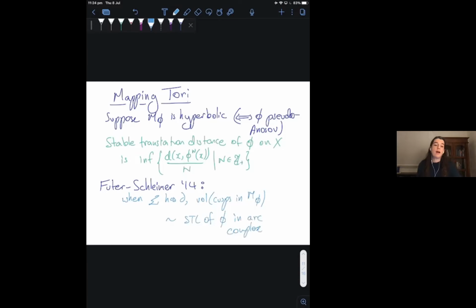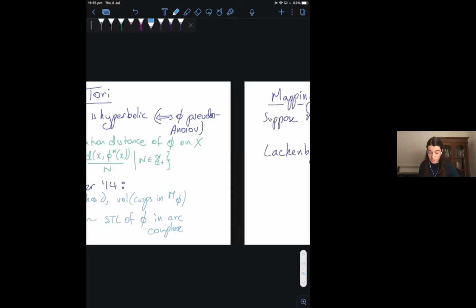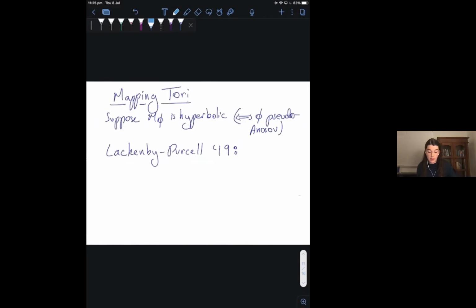Okay, cool. So this has all been about volume, and so the result in terms of triangulation complexity that I've got for you is the following. This is from Lackenby in 2019, which tells us that the triangulation complexity of our manifold, again assuming it's hyperbolic, is like the stable translation length of phi in the triangulation graph.